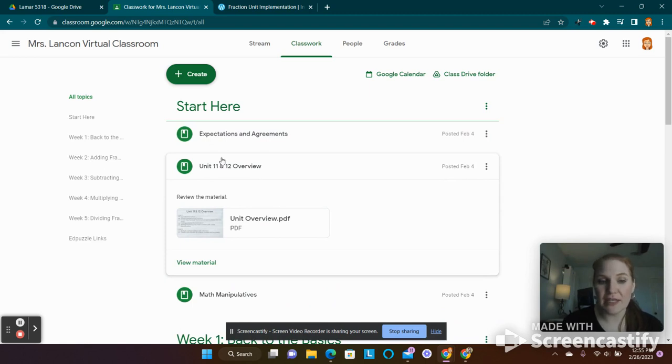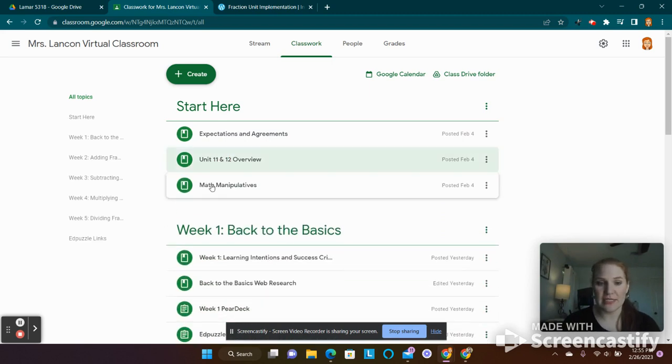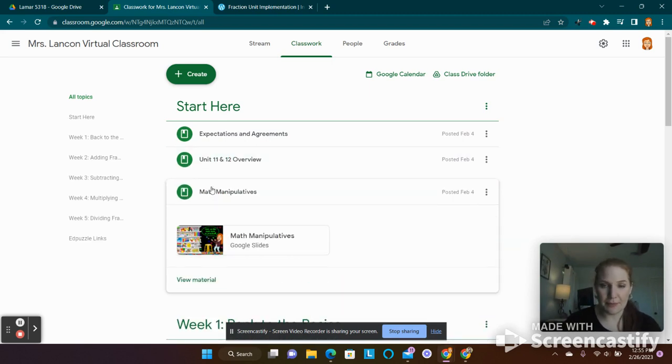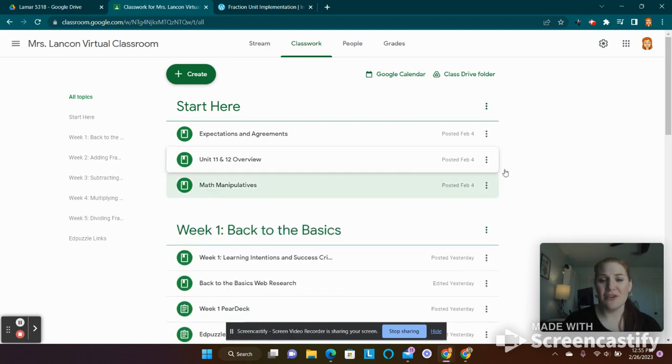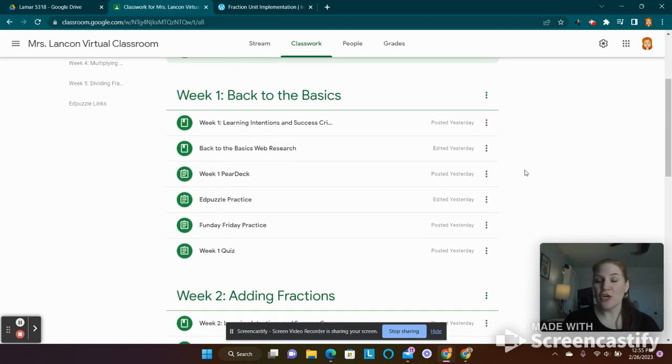Here I have my units 11 and 12 overview, and what I plan on accomplishing through these two units. And then I have math manipulatives for them. They use quite frequently, actually. So my intro and introduction is right there at the top of the class pages. My instructional design approach is competency-based education with areas of student-led collaboration and exploration.